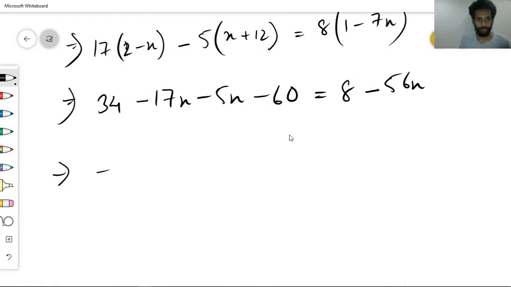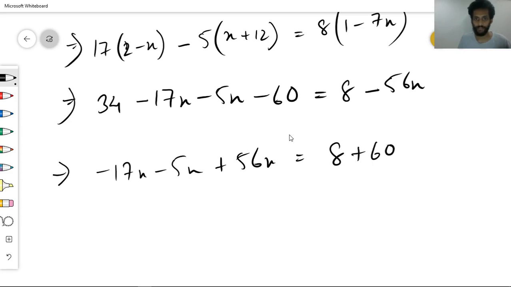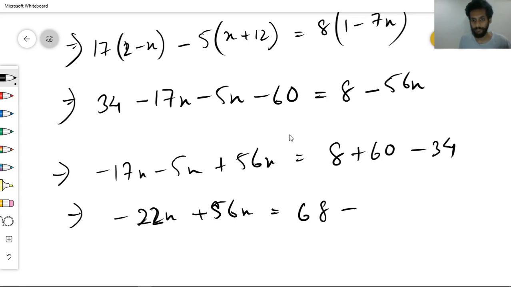After that, this one will be minus 17x minus 5x. This 56 will be coming outside. Then after that 8. Then plus 60 here. Then minus 34 here. Okay. So now, when we do the calculation, this one will be 22x plus 56x. Here it will be 68 minus 34.